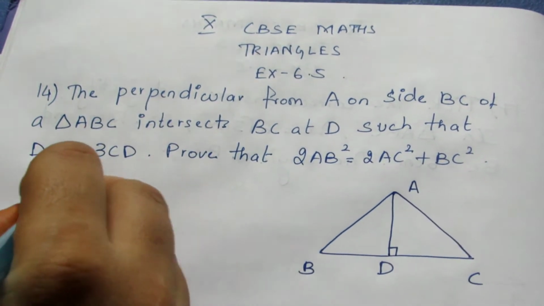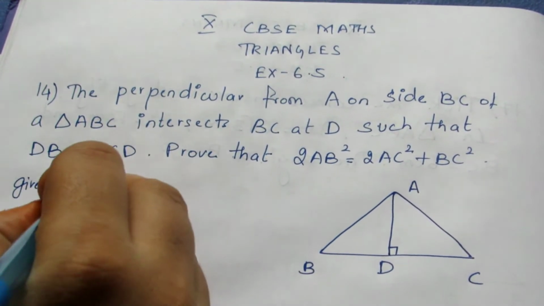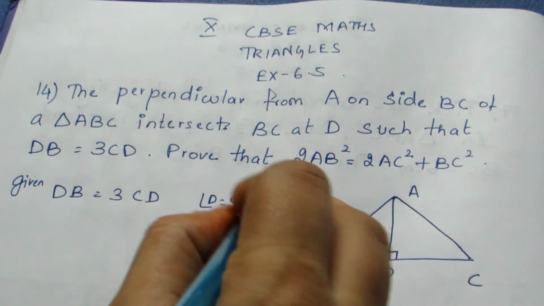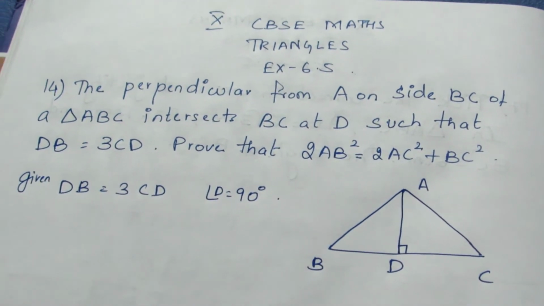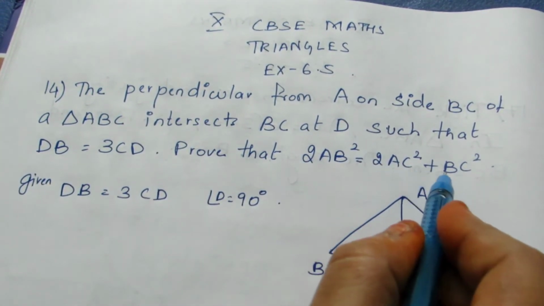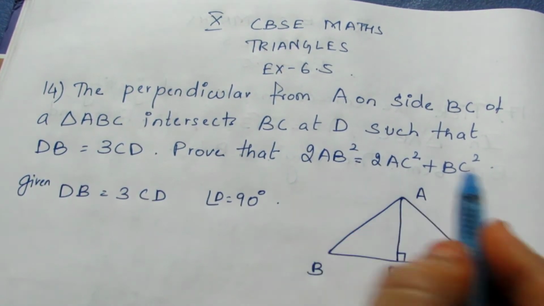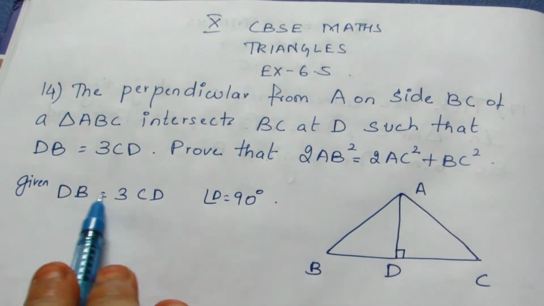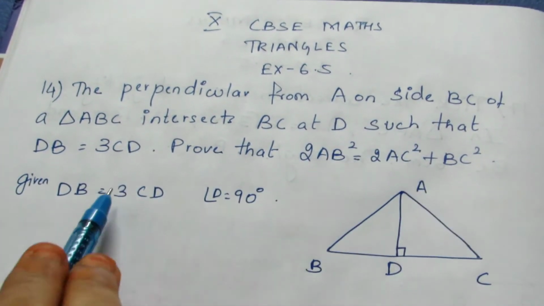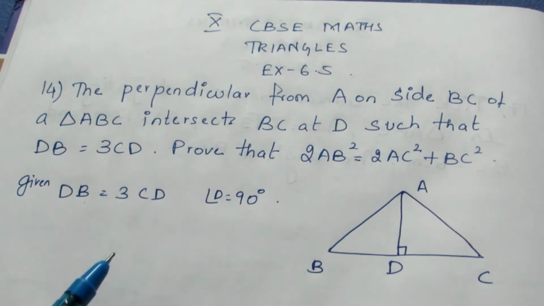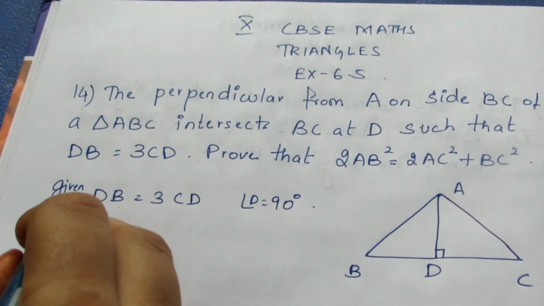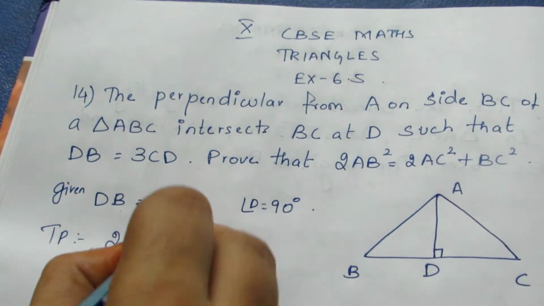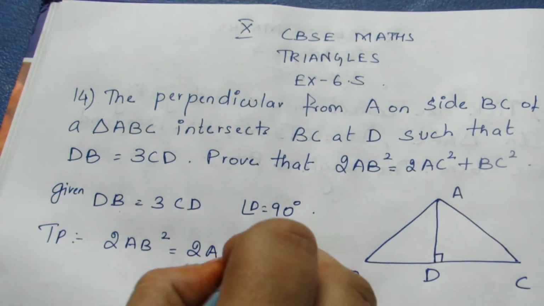They have given DB equal to 3 CD and also angle D is 90 degrees. Now to prove is 2AB square is equal to 2AC square plus BC square. We don't have BD or CD in the proof, so we want to remove both BD as well as CD. For that reason, let me write the to prove, that is 2AB square is equal to 2AC square plus BC square.